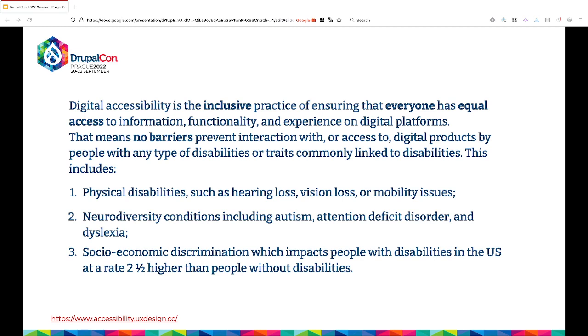That includes physical disabilities such as hearing loss, vision loss, or mobility issues, and neurodiversity conditions, including autism, attention deficit disorder, and dyslexia. But we often forget we should also include socioeconomic discrimination, which impacts anyone with disability, about their poverty levels and access to information. That affects people in the US at a rate 2.5 times higher than people without disabilities. So I mashed that one up a little bit, never mind.